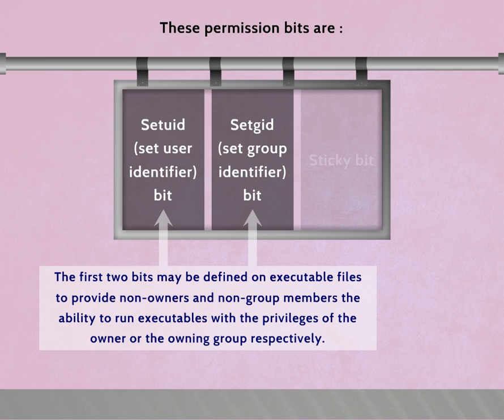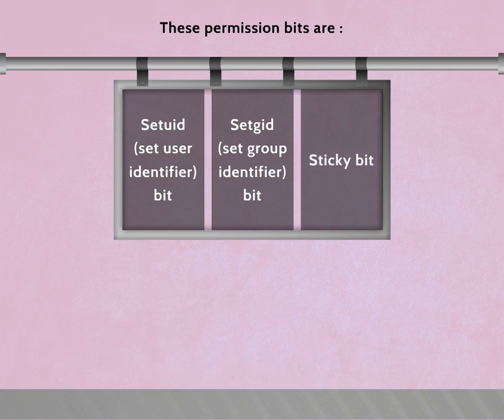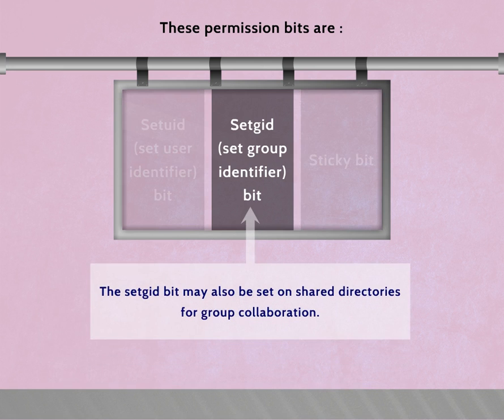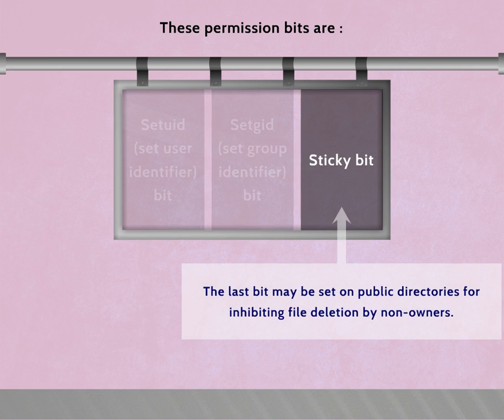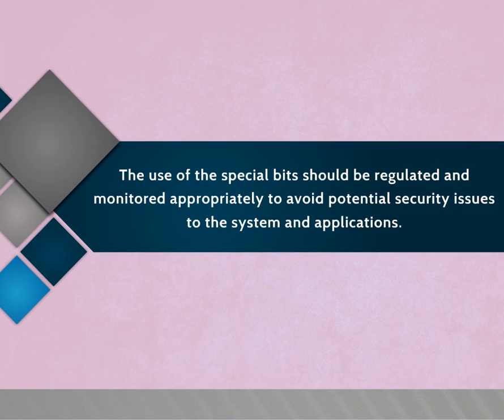The first two bits may be defined on executable files to provide non-owners and non-group members the ability to run executables with the privileges of the owner or the owning group, respectively. The set GID bit may also be set on shared directories for group collaboration. The last bit may be set on public directories for inhibiting file deletion by non-owners. The use of the special bits should be regulated and monitored appropriately to avoid potential security issues to the system and applications.